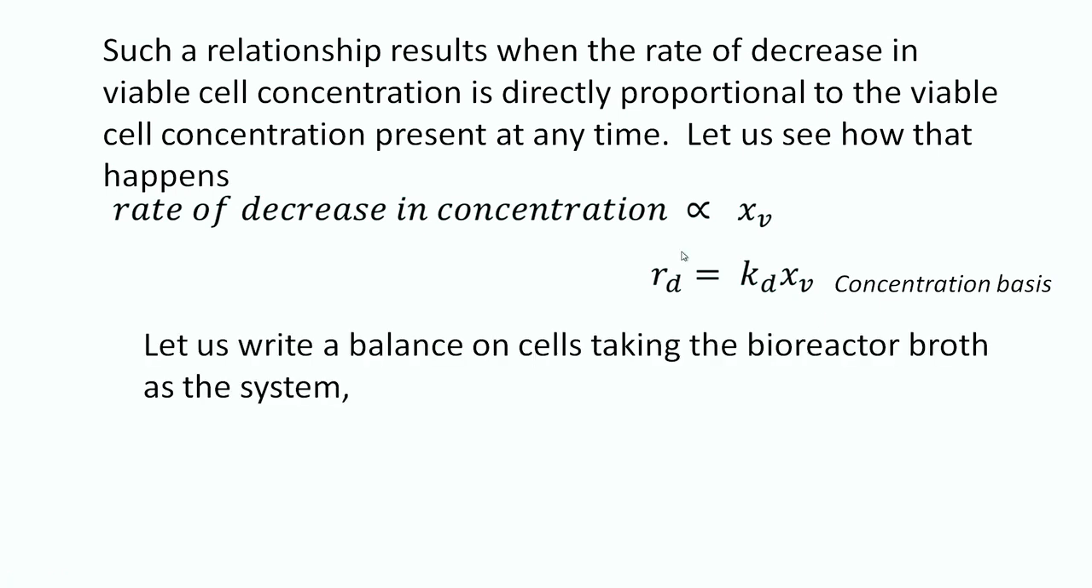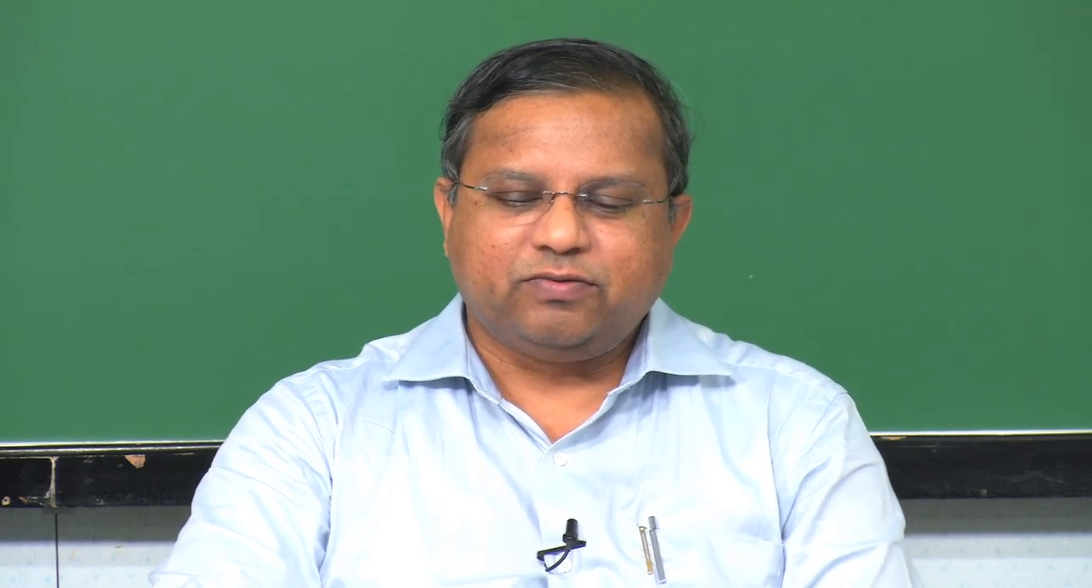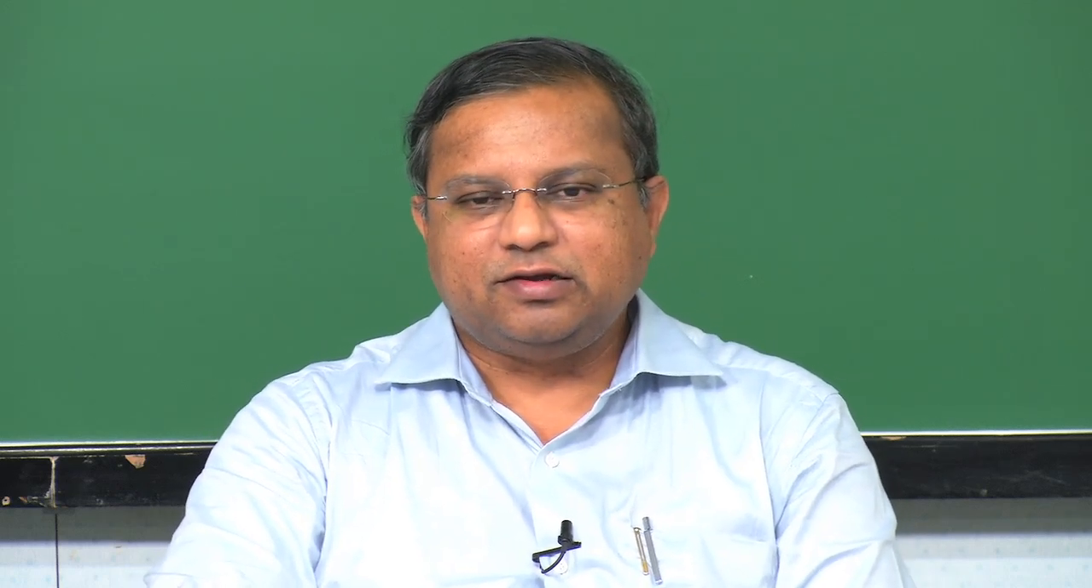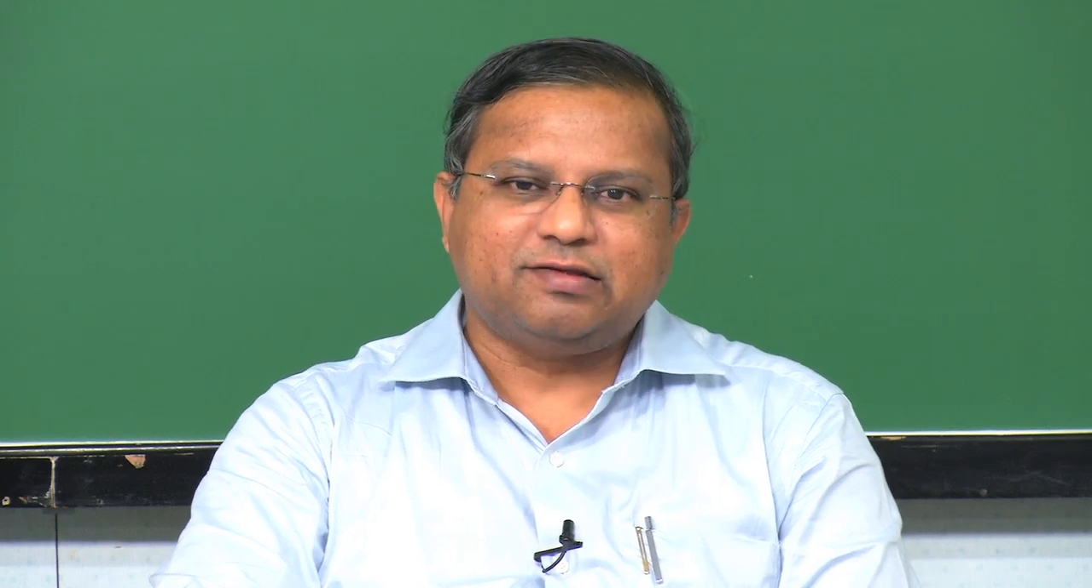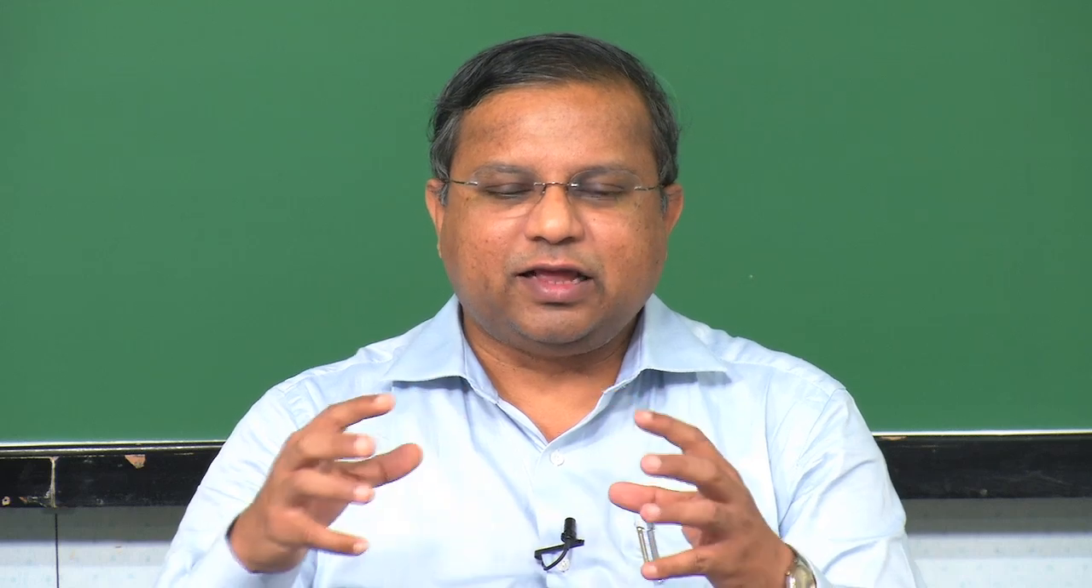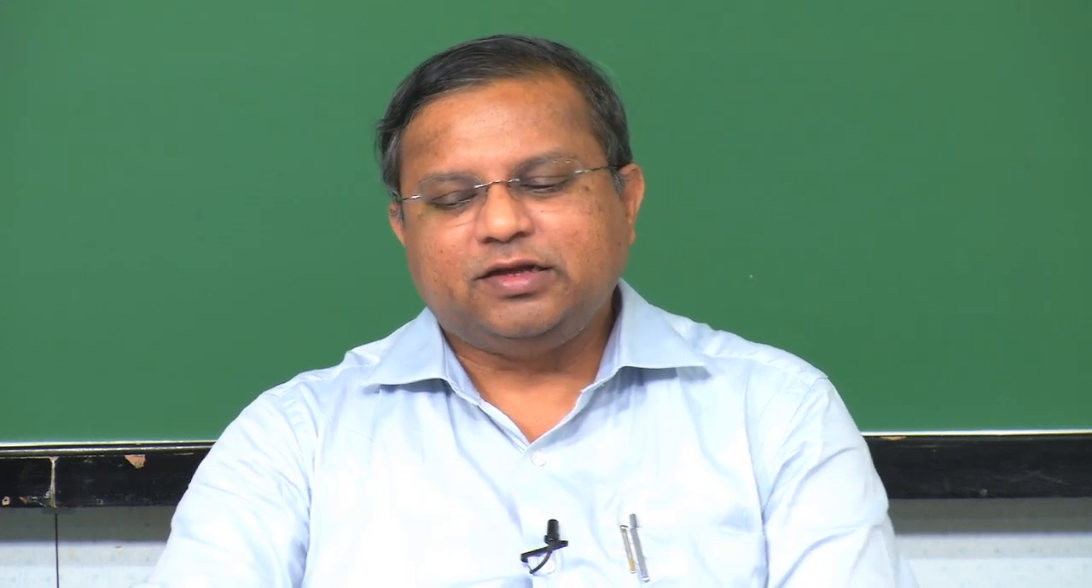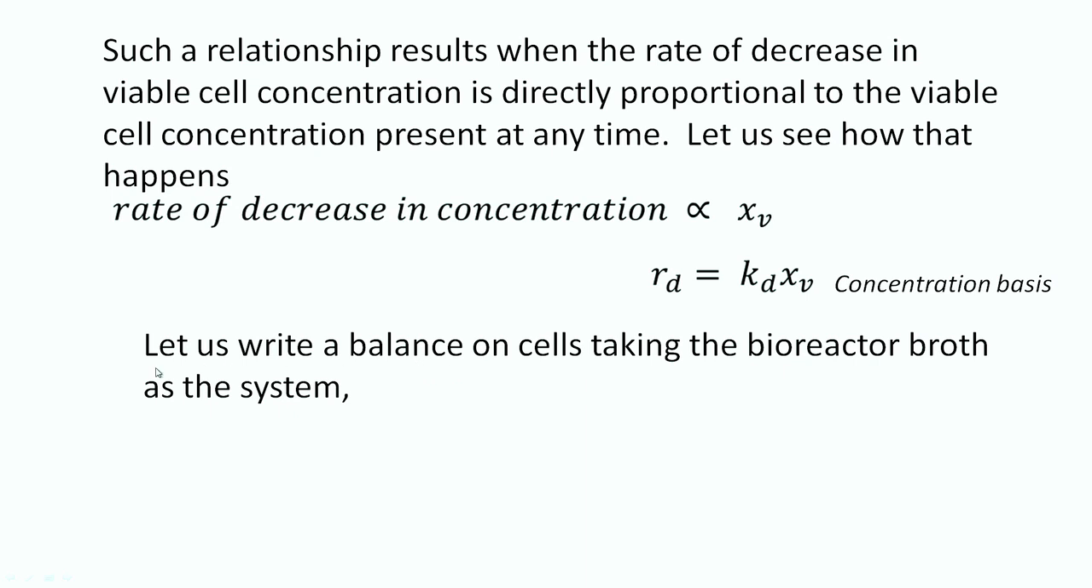Now, let us write a balance on cells taking the bioreactor as the system. You have all gone through a course on material balances. So, we are going to write a material balance on cells, and you all know that a balance can be written over a region of focus, and that is called the system. In this case, the bioreactor broth, the liquid part in the bioreactor in which the cells grow, that is what we are going to take as a system, and we are going to write a balance on cells on that system.